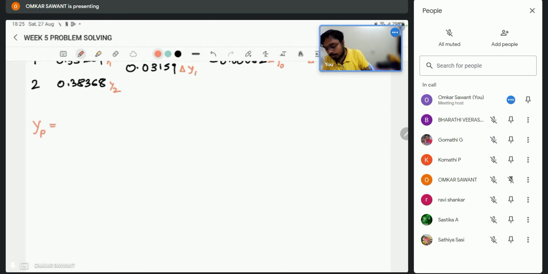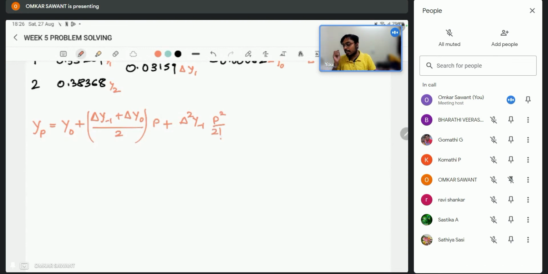yp is equal to y0 plus, we will take the average by 2, into p. Again, the next term del y. Next term we will have del square y minus 1 p square by 2 factorial. Okay, these are the standard formulas. You can remember up to 4 terms.